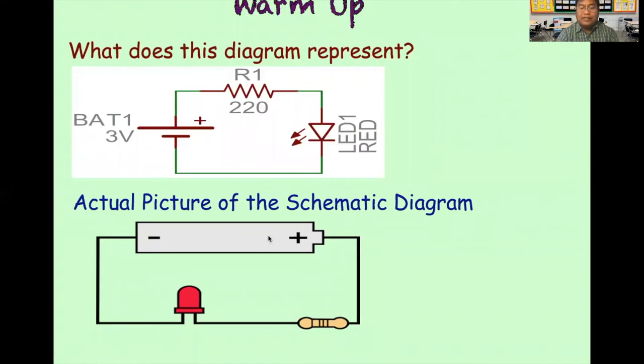Okay, what is this? Correct, battery. How about this one? Resistor, correct. And this red object? LED, correct. Our lesson for today has something to do with this diagram.